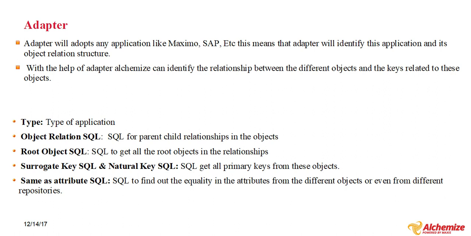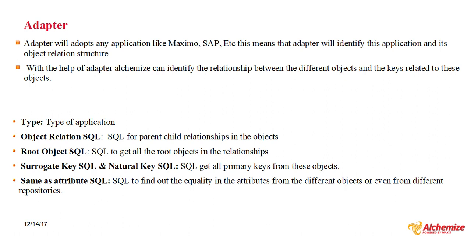Additionally, the adapter will help you identify the keys related to the objects in your project. Suppose the project has a natural key and a surrogate key, then the adapter will find and map these keys, making the keys available for future use whilst executing a particular rule set or job.